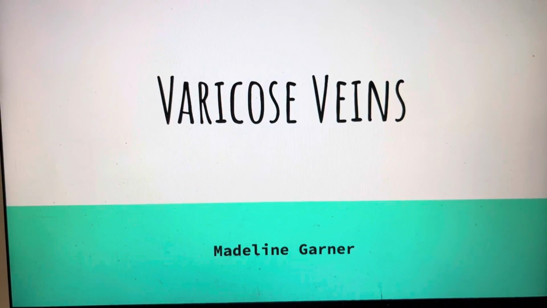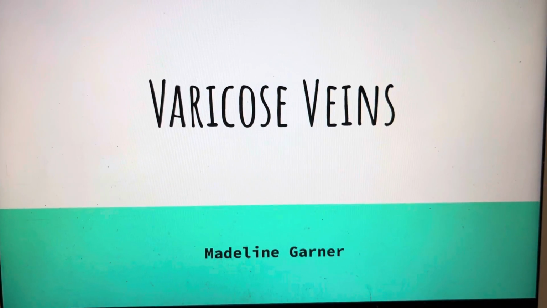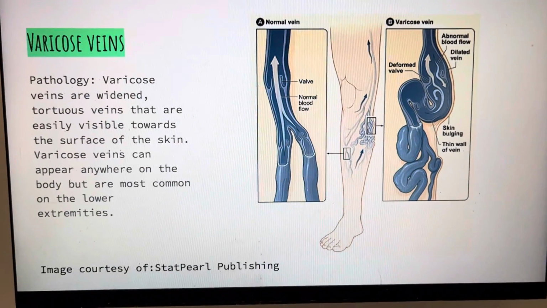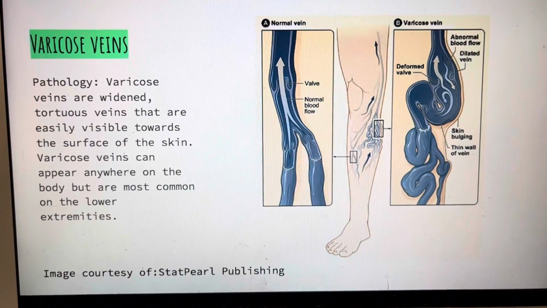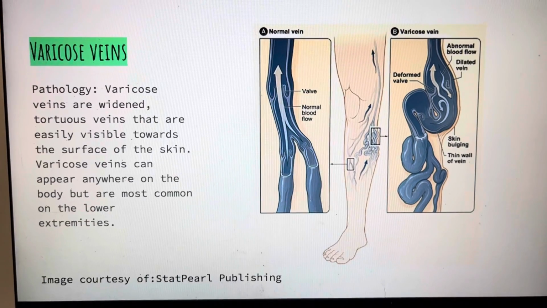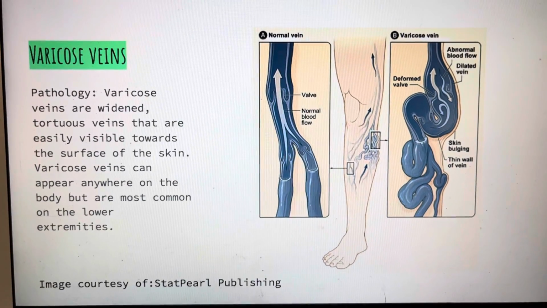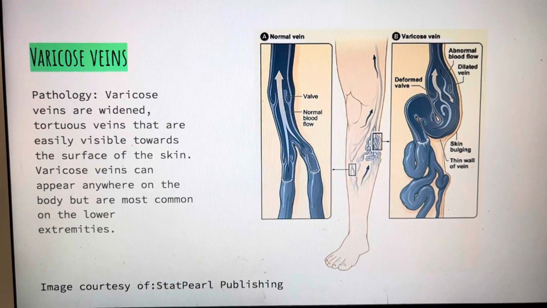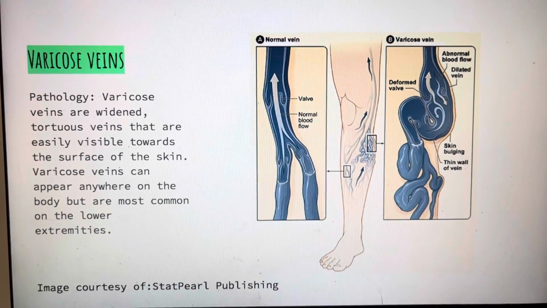My name is Madeline Garner, and for my vascular case study, I did it on varicose veins. So varicose veins, the pathology of them is that they are widened, tortuous veins that are easily visible towards the surface of the skin. Varicose veins can appear anywhere on the body, but are most common on the lower extremities.